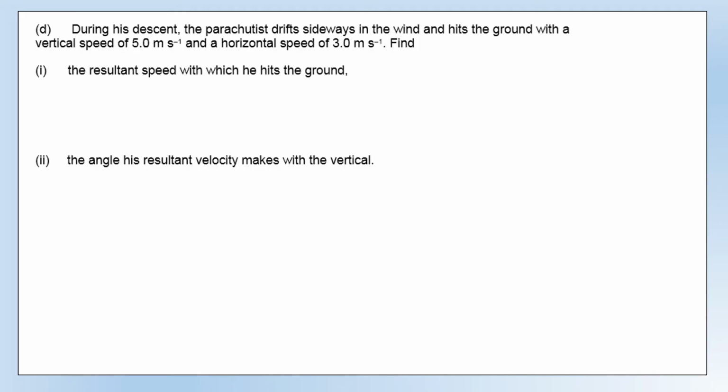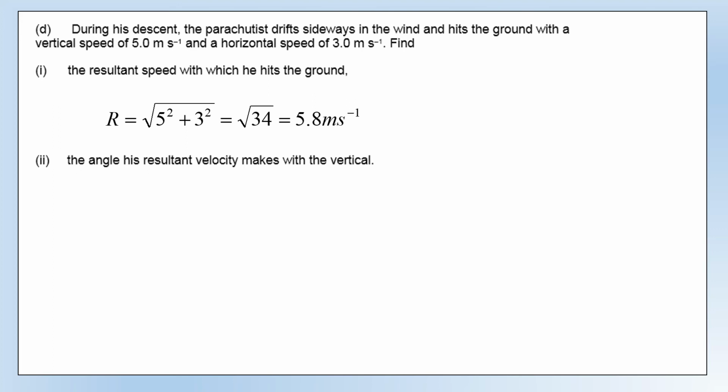Okay, so during his descent, the parachutist drifts sideways in the wind and hits the ground with a vertical speed of 5 meters per second and a horizontal speed of 3 meters per second. Find the resultant speed with which he hits the ground. These two are perpendicular, so we're going to use Pythagoras as a method to calculate the resultant. That comes out as 5.8.